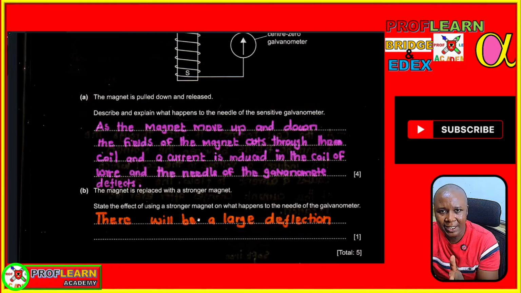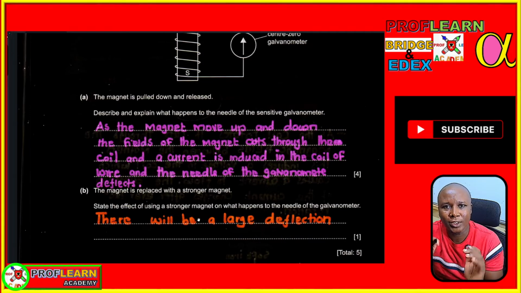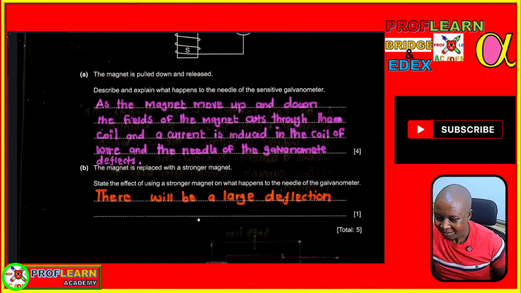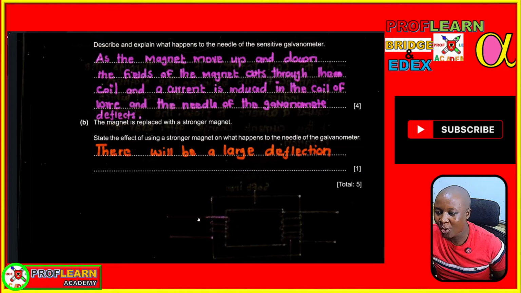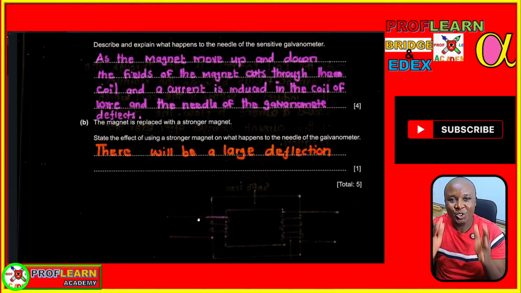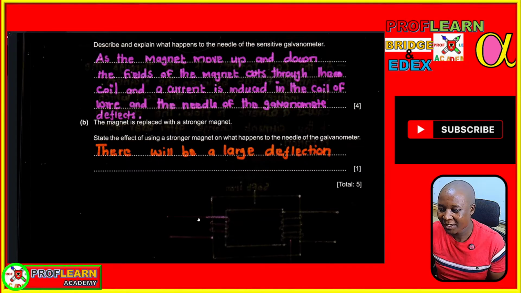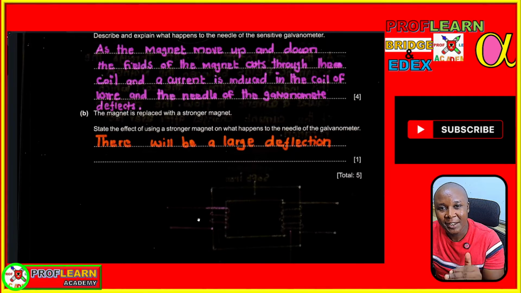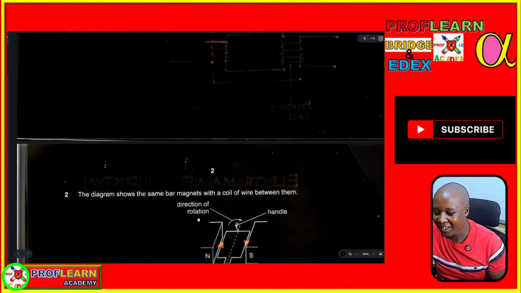And when there is an EMF, then there is a flow of what? Current. Now the magnet is replaced with a stronger magnet. Now we're going to have a stronger field. It means the amount of EMF that's going to be induced in this coil is going to be greater. So that means there will be a larger deflection in this case.